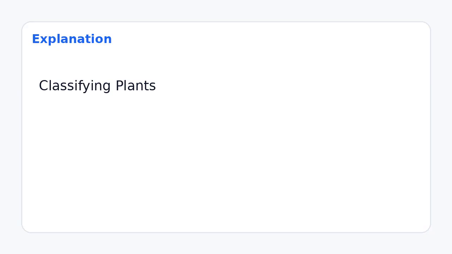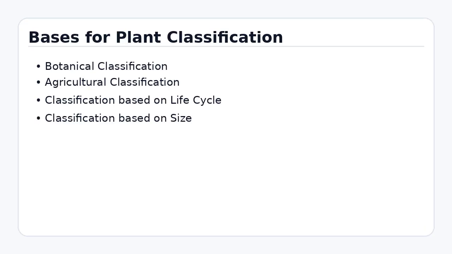Plants exist in countless forms. To make sense of this diversity, we classify them. There are four main ways we can group plants. We can classify plants based on their biological structure, their agricultural use, their life cycle, or simply by their size. Let's look at each of these.